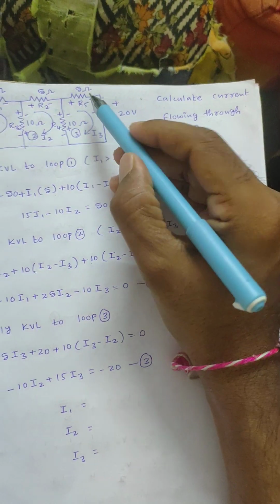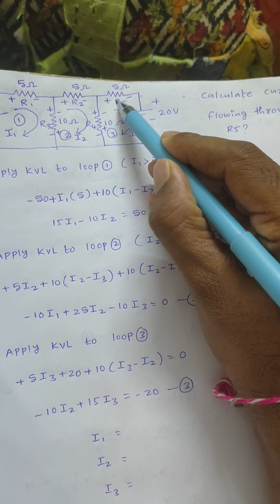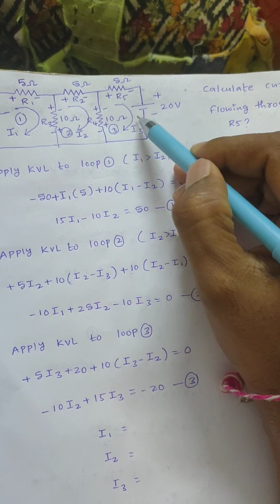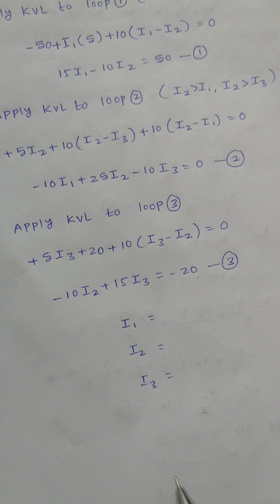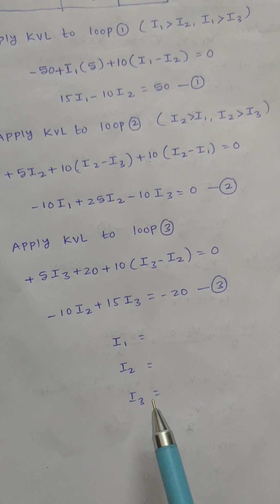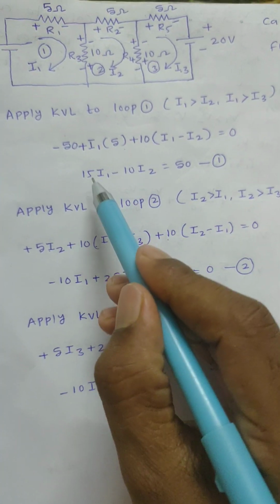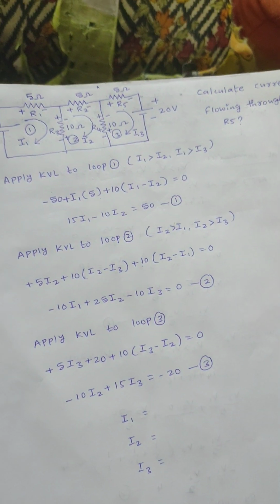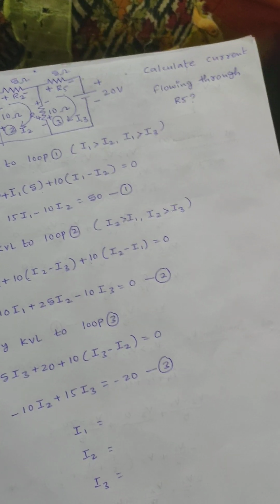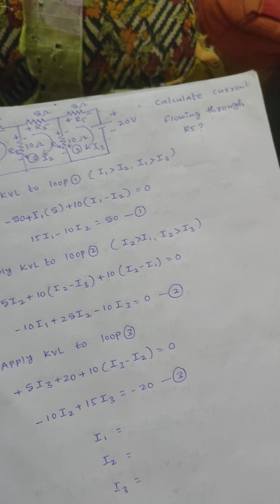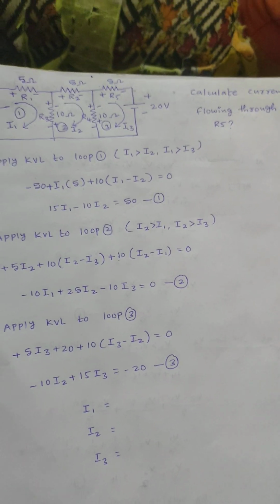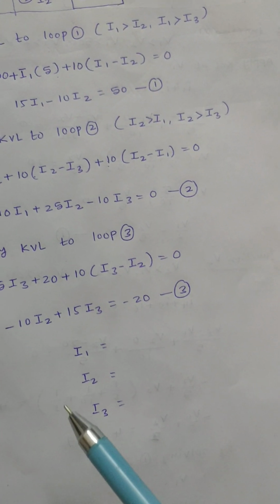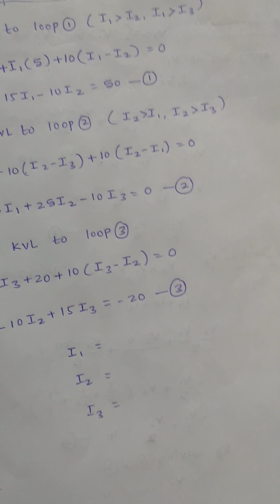Now I need to calculate the current flowing through R5. The current flowing through R5 is I3. That means I3 current is flowing. While simplifying, in the calculator we have the option to solve equations in the form ax plus by plus cz equals d. That means x, y, z are the three unknown quantities. Here x is nothing but I1, y is nothing but I2, z is nothing but I3.